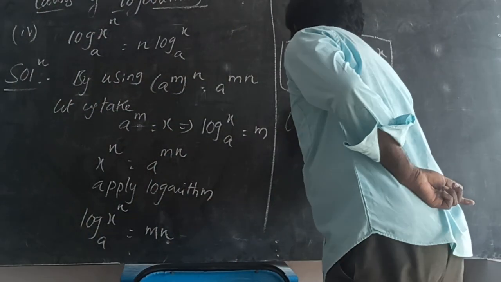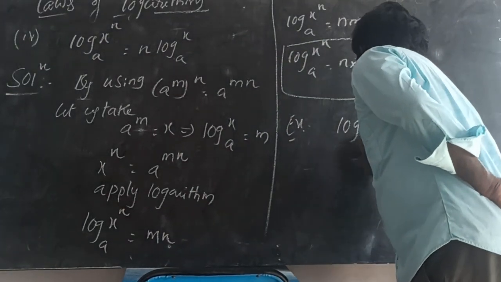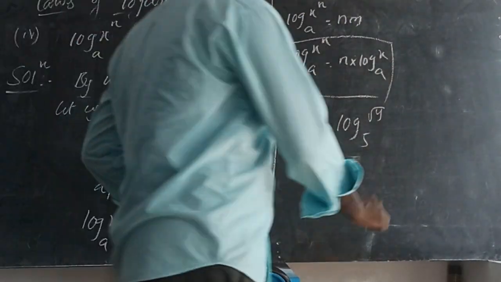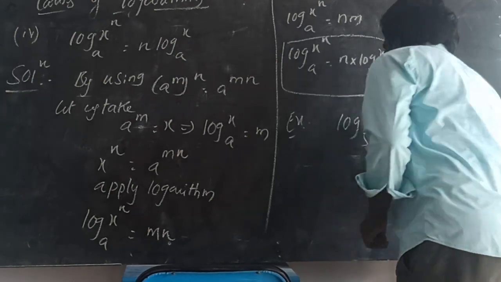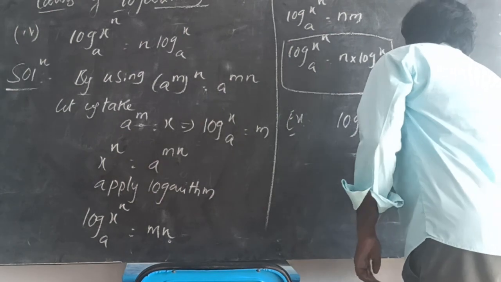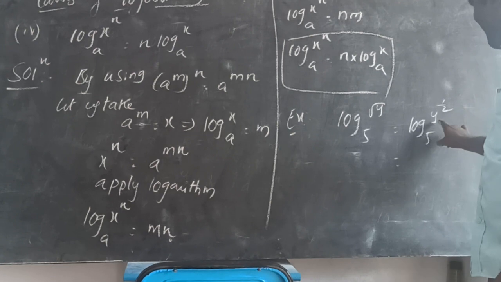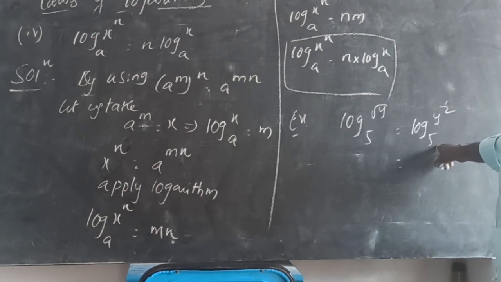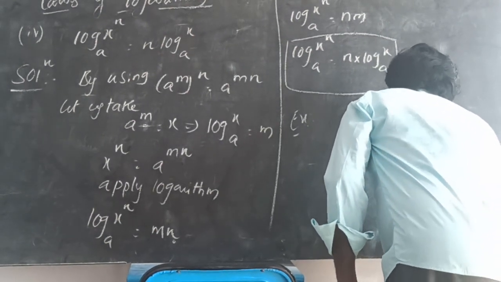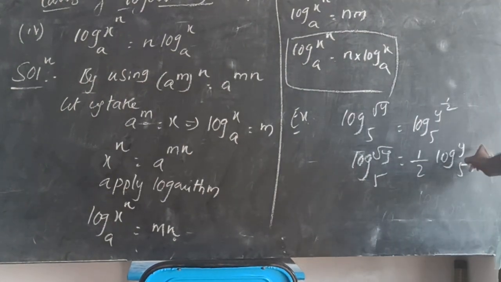For example, log root y base 5. How can we write the root? Root means its exponent form; its order is 2. Cube root means 3. So that is y power 1 by 2 base 5. Here we can use the formula log x power n base a is equal to n log x base a, that is, 1 by 2 log y base 5. So log root y base 5 is equal to 1 by 2 log y base 5.